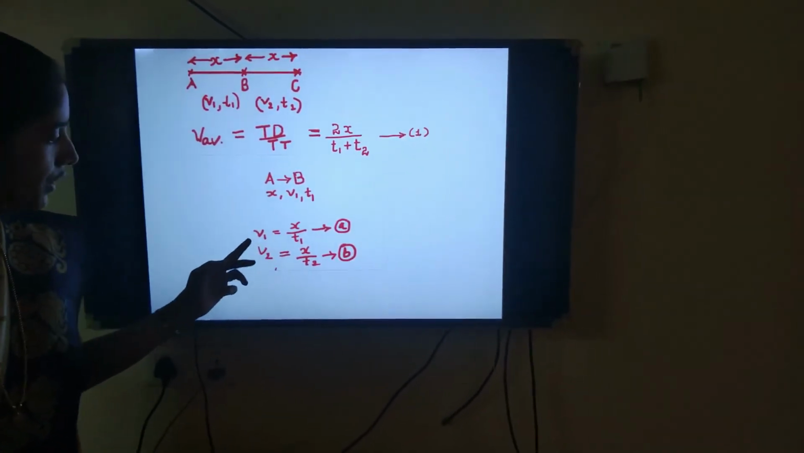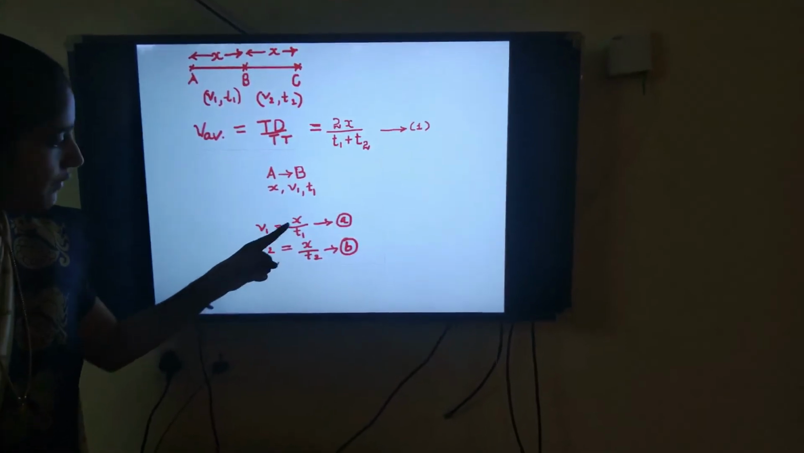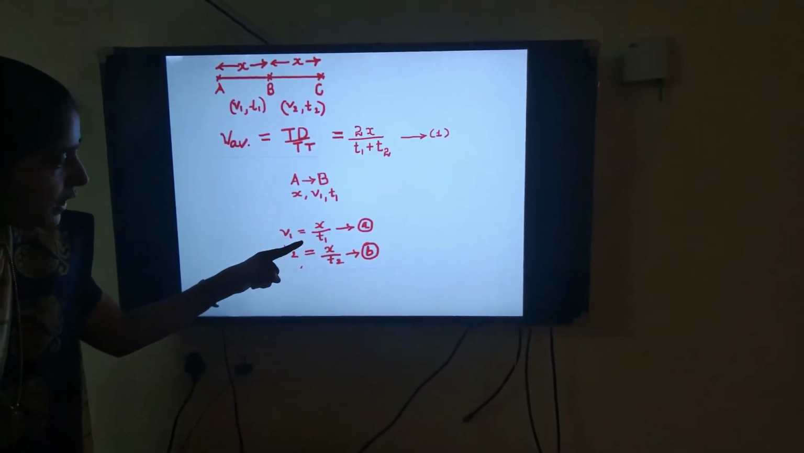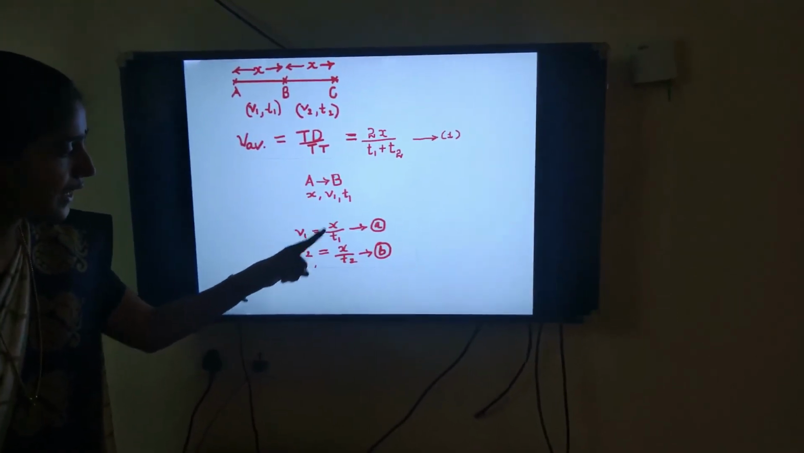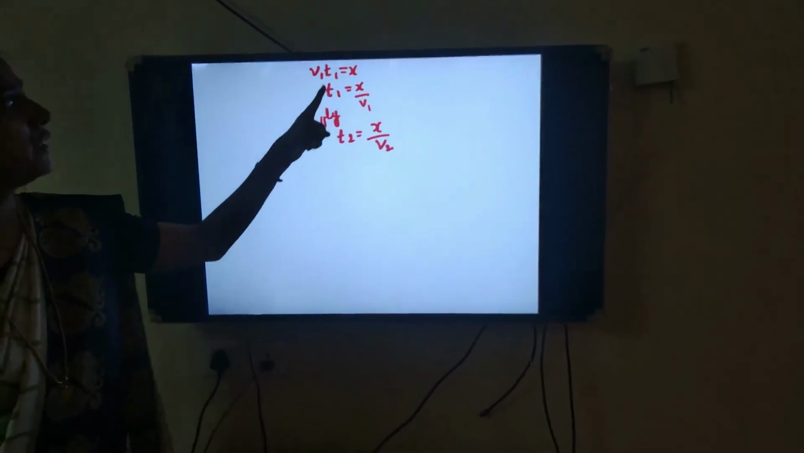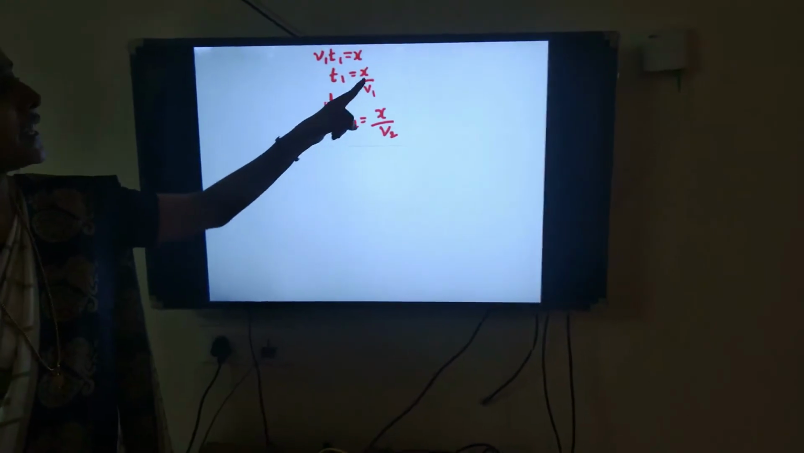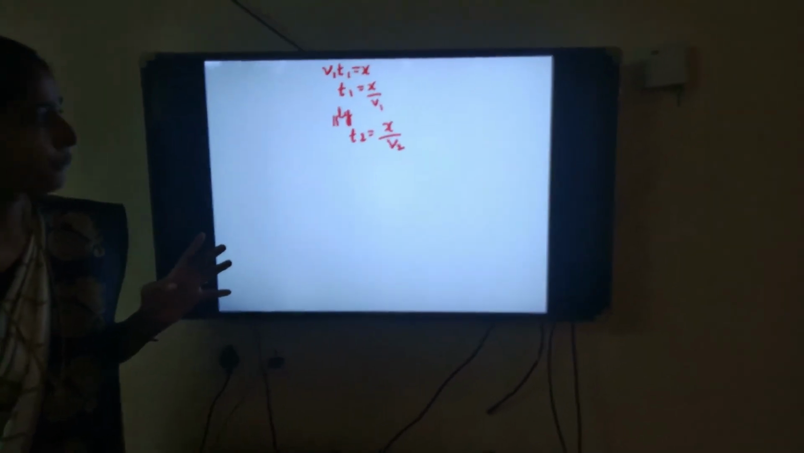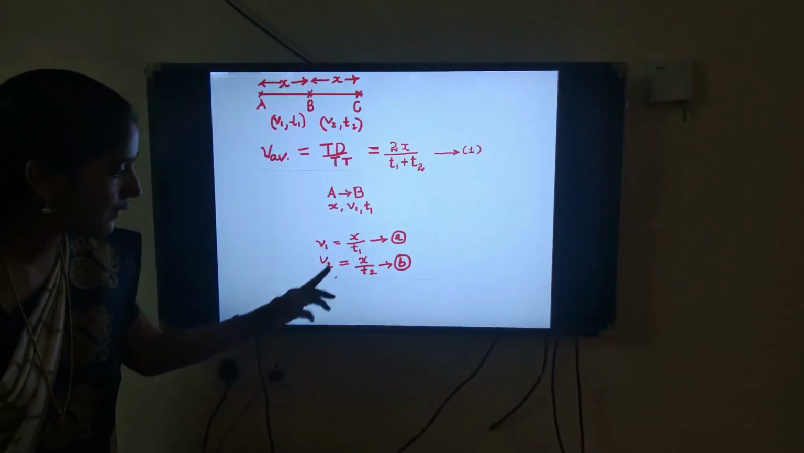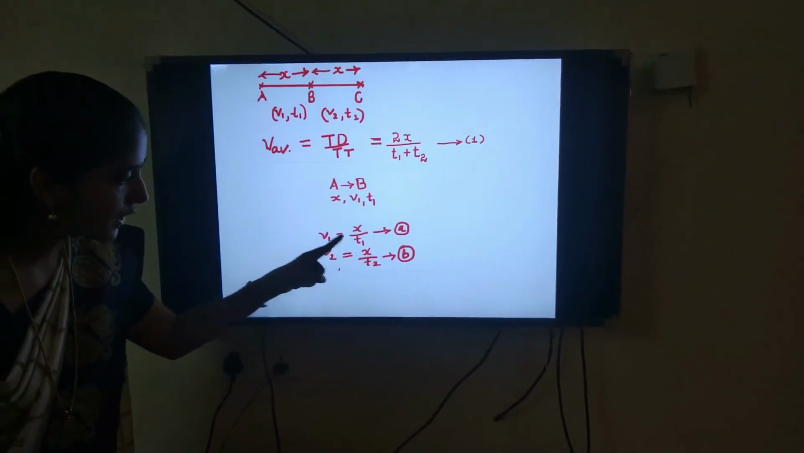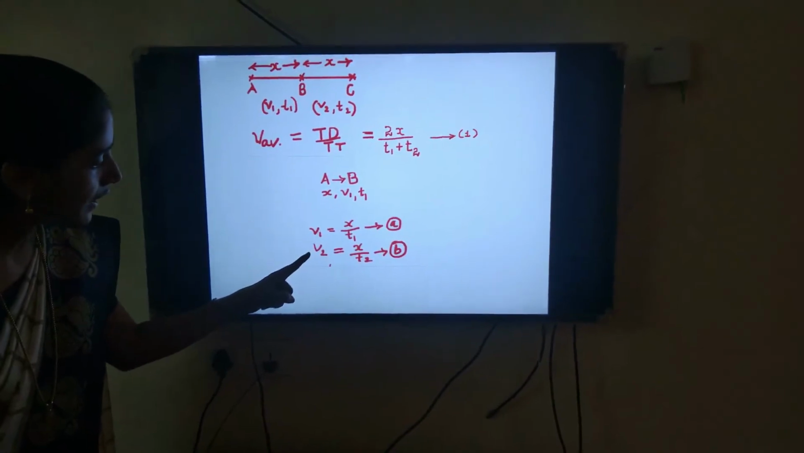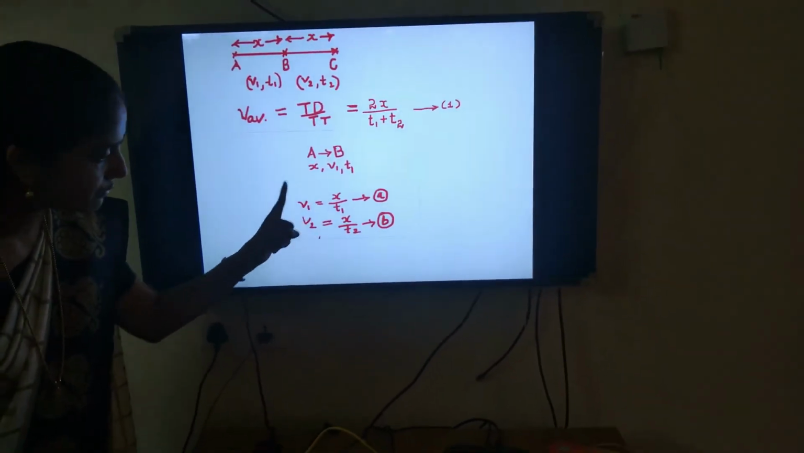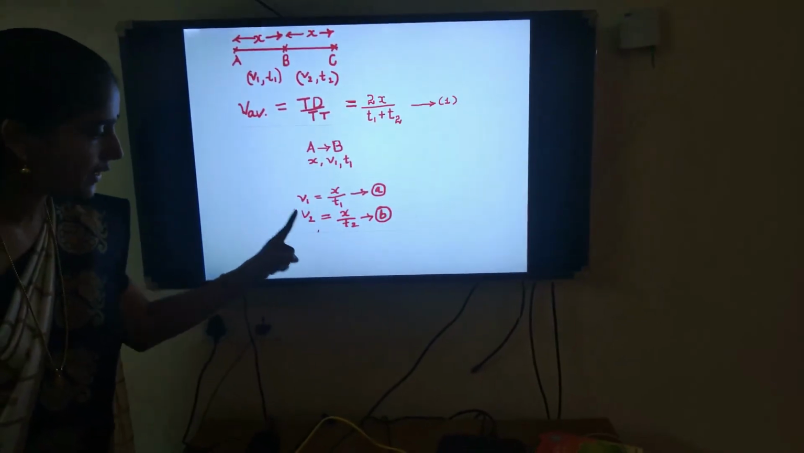So here we got the equation for V1, V2. From here we can find T1. What do we get for T1? X by V1. T1 is equal to X by V1. Similarly, T2 equals X by V2. Now look, this is our V1 and V2. Cross multiply: V1 T1 equals X, and T1 is equal to X by V1. T2 equals X by V2.